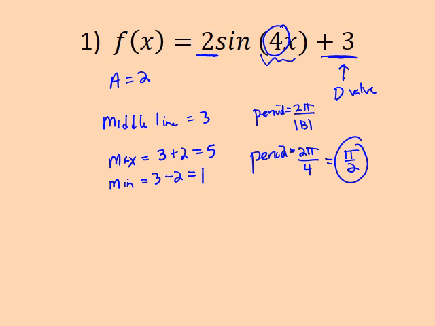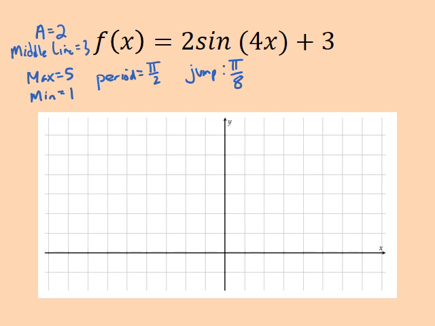Now once we have the period, we want to find the jump. Remember, the jump is the distance between each point in our sine or cosine graph. So we're going to take pi over 2 and multiply it by 1/4. So our jump for this graph is pi over 8. In the next slide, we will actually use all this information to graph. We just found the information, and now we're going to use that information to graph.